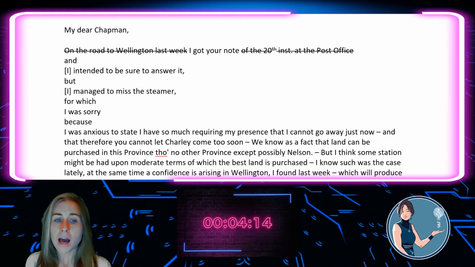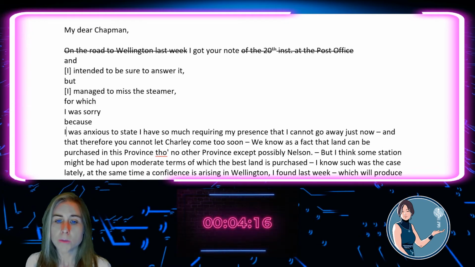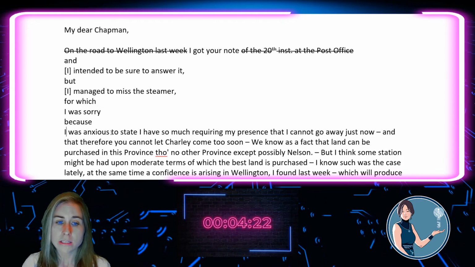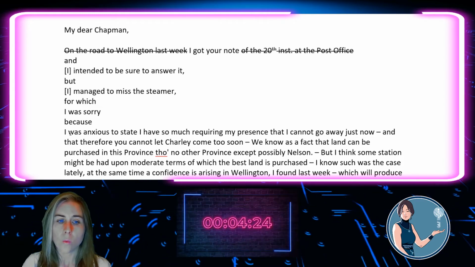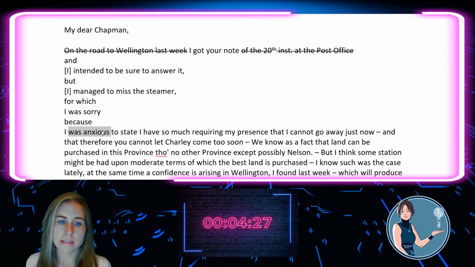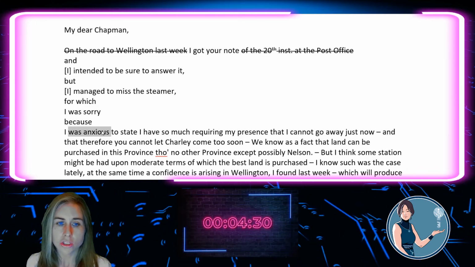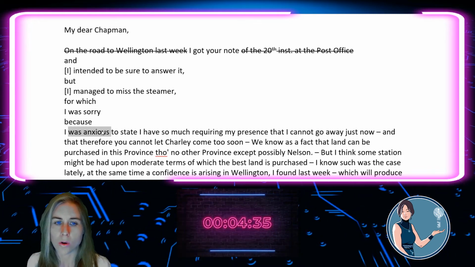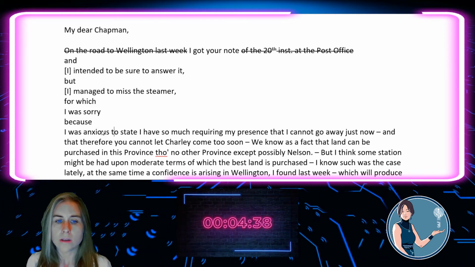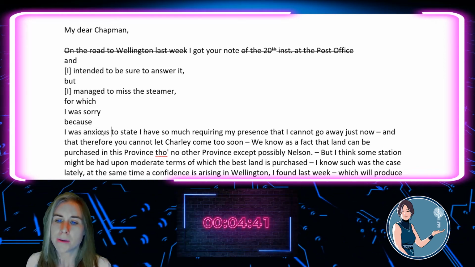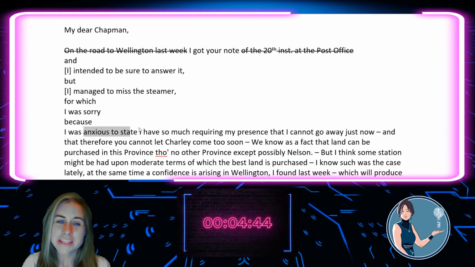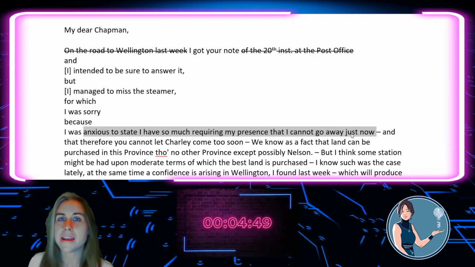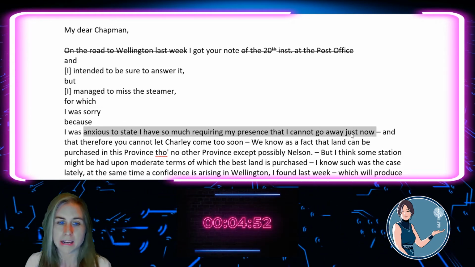"Because I was anxious to state that I have so much requiring my presence that I cannot go away just now." Okay, so he was anxious to state. So "was anxious" is actually the verb of this sentence. "Was" is the relational to "anxious," which is his current state, or the direct object, more or less. "Anxious to state I have so much requiring my presence I cannot go away just now" is the entire predicate of "was." That's describing his entire state.